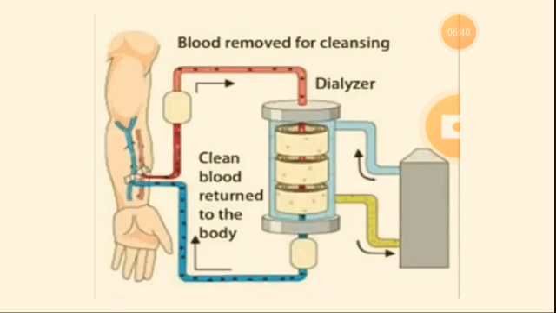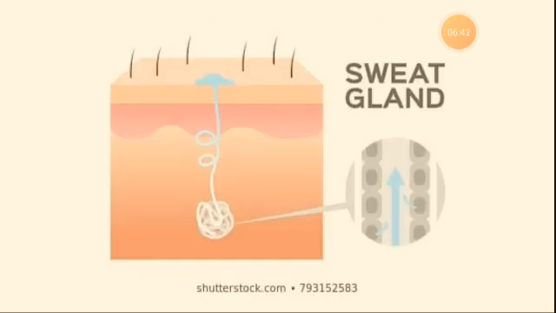Now, we are going to study sweating, which is also a part of excretion. Sweating is also a form of excretion. It is also called perspiration. Our skin bears sweat glands which open out on the surface of the skin through minute pores. You can see on the screen there is a sweat gland which opens on the surface of the skin.